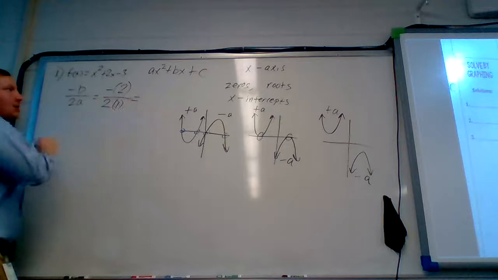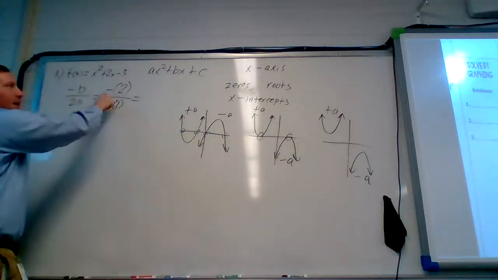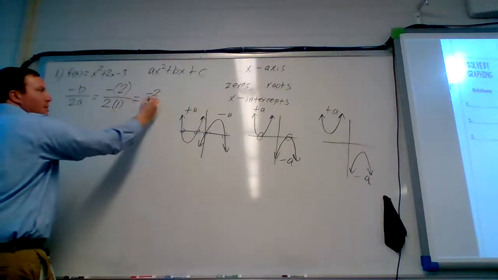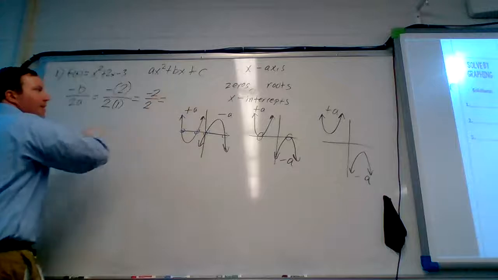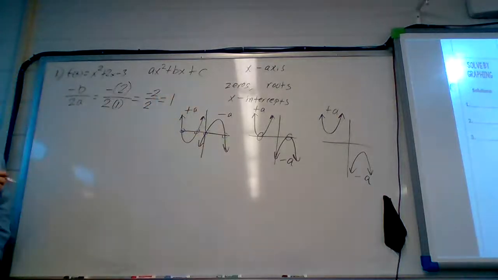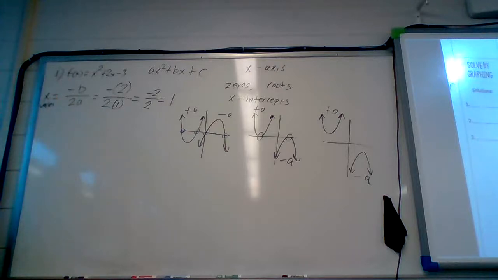And that's going to give us our x value for our vertex. So in this case, negative times 2 gets you negative 2. 2 times 1 gets you 2. And we simplify that: negative 2 divided by 2 gives you a value of negative 1. So this is our x value of our vertex. A negative divided by a positive equals a negative. That was my bad. Thank you, sir.